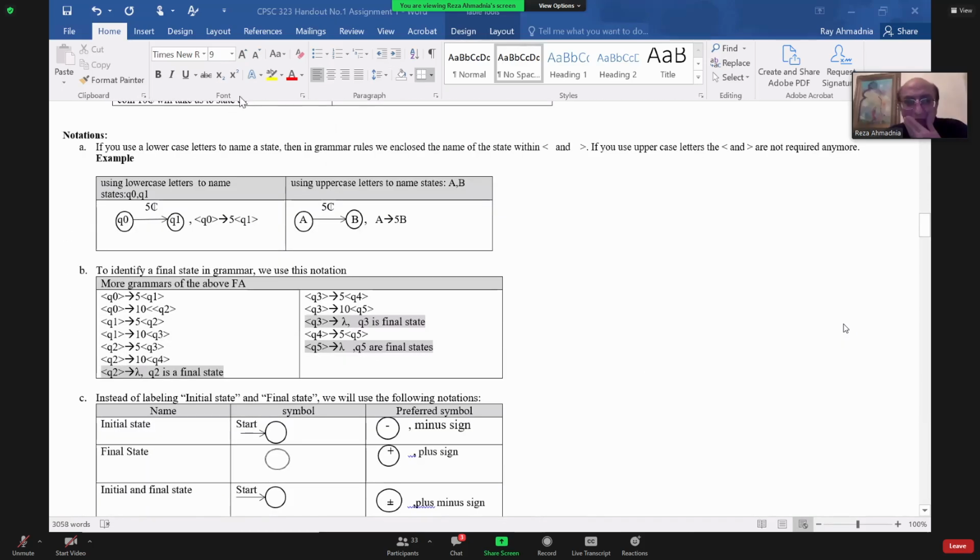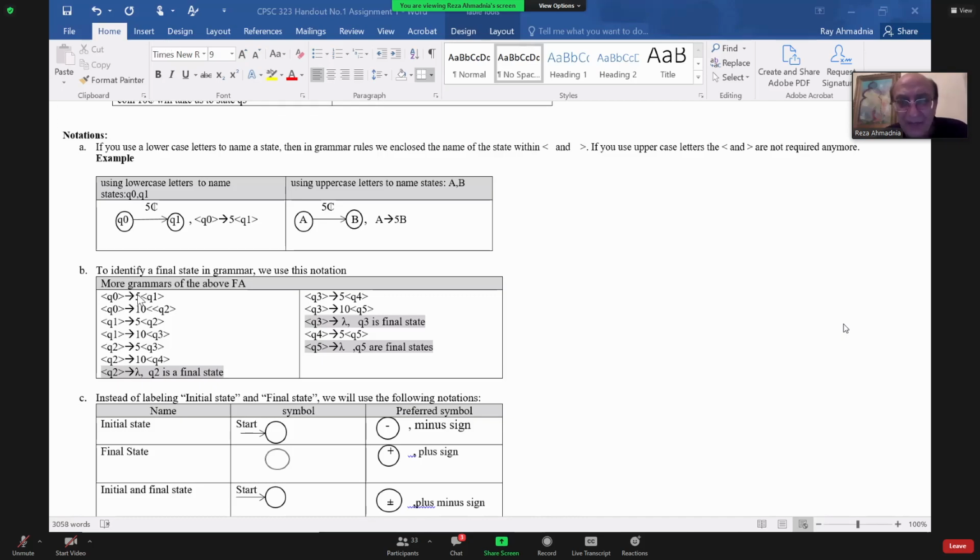Okay. Professor, I have a question. Why are we using lambda? Lambda used to be the initial state. It used to represent... This is just a notation for the grammars. It is a notation for grammar here. We use it to indicate that this state is a final state.